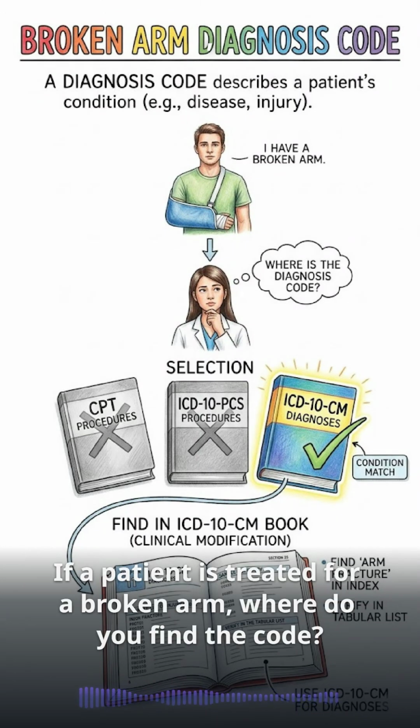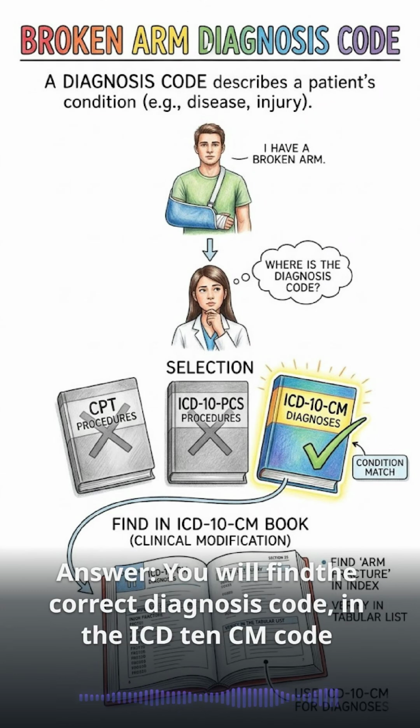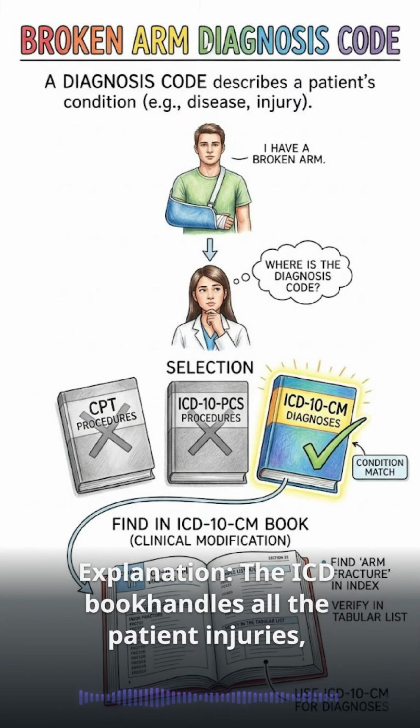37. If a patient is treated for a broken arm, where do you find the code? You will find the correct diagnosis code in the ICD-10-CM code book. The ICD book handles all the patient injuries, sicknesses, and general health medical conditions.